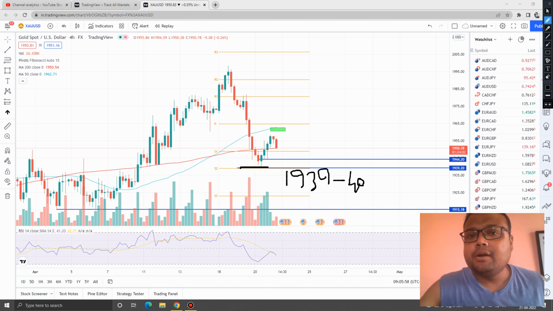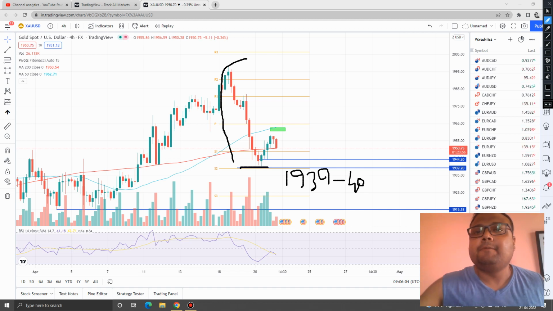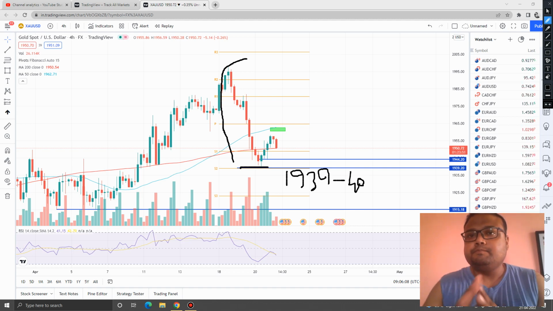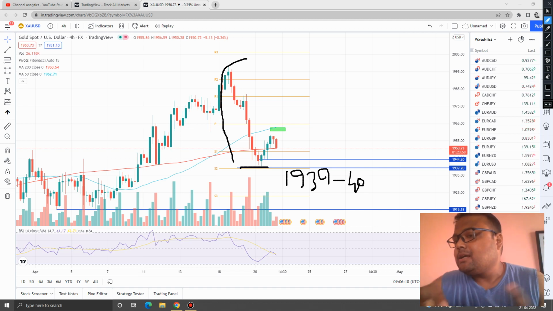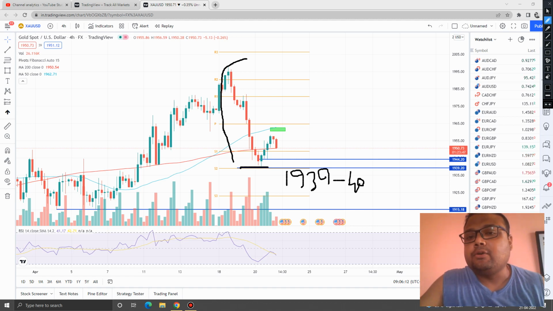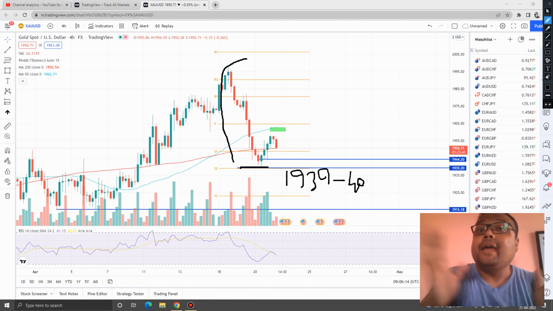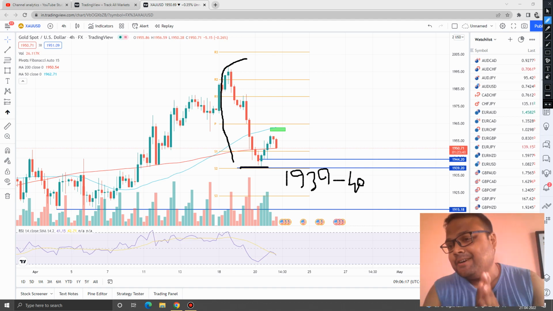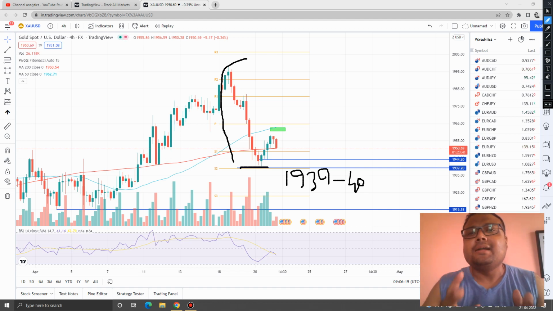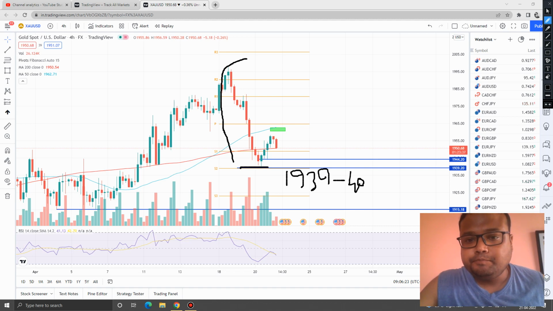Why is this level important? Because when the price was coming down, when the market was falling, this was the level that provided some kind of support to the market. Today we can expect that if the market comes down to this level, gold will try to take support again. And as a day trader, you can expect to earn at least 40 to 50 pips in this zone here.